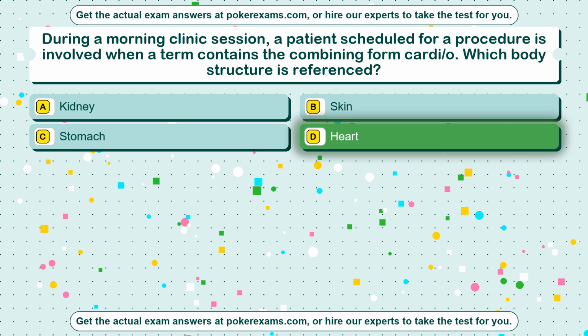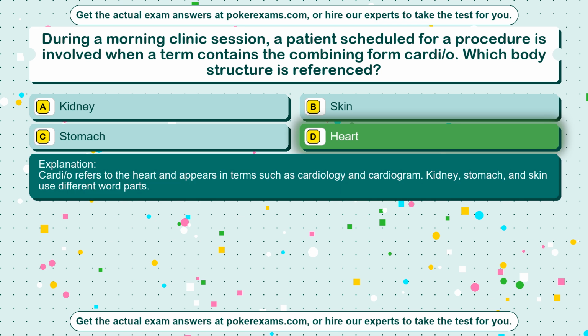The correct answer is option D, heart. Cardi/O refers to the heart and appears in terms such as cardiology and cardiogram. Kidney, stomach, and skin use different word parts.